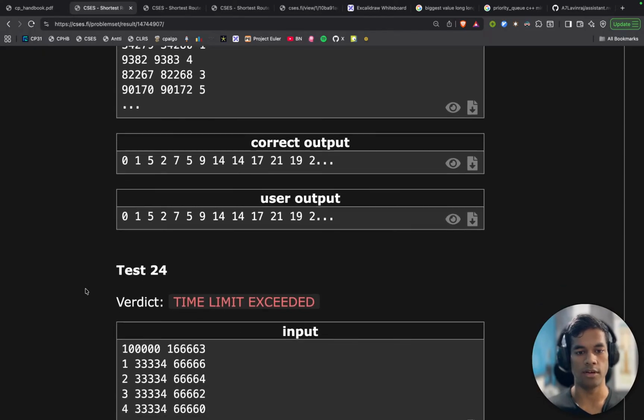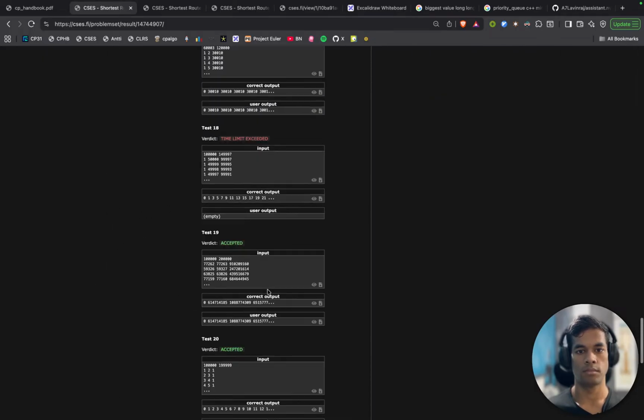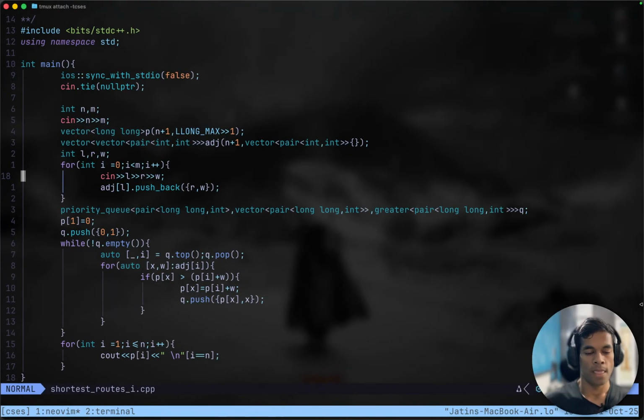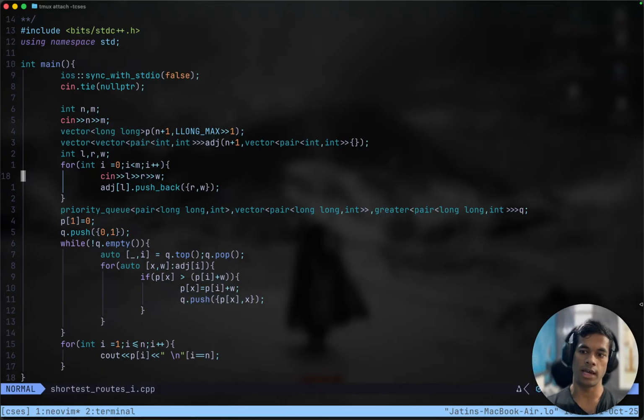Empty. Because time limit exceeded makes sense. There's this test case where we got wrong answer. Is there something that we can optimize? So Q all only has the nodes which have not been visited, right? Yes, kind of. At times, this might have some nodes which we don't need. Shit, yes. This might be bad. Yes, yes, yes.